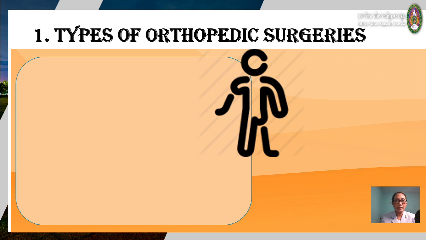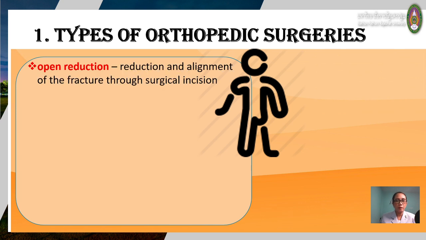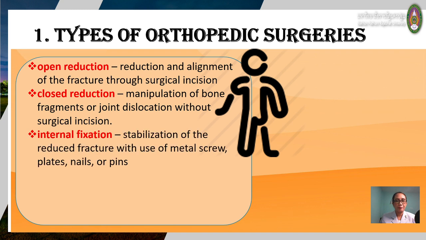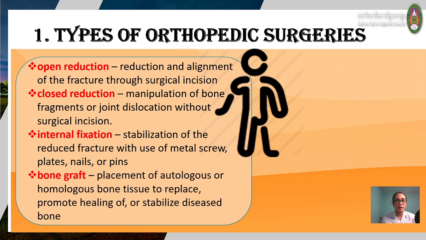So let's discuss types of orthopedic surgeries. First here we have open reduction. This is the reduction and alignment of the fracture through surgical incision. Closed reduction. This is the manipulation of bone fragments or joint dislocation without surgical incision. Internal fixation. This is the stabilization of the reduced fracture with the use of metal screws, plates, nails, or pins. Bone graft is the placement of autologous or homologous bone tissue to replace, promote healing of, or stabilize diseased bone.